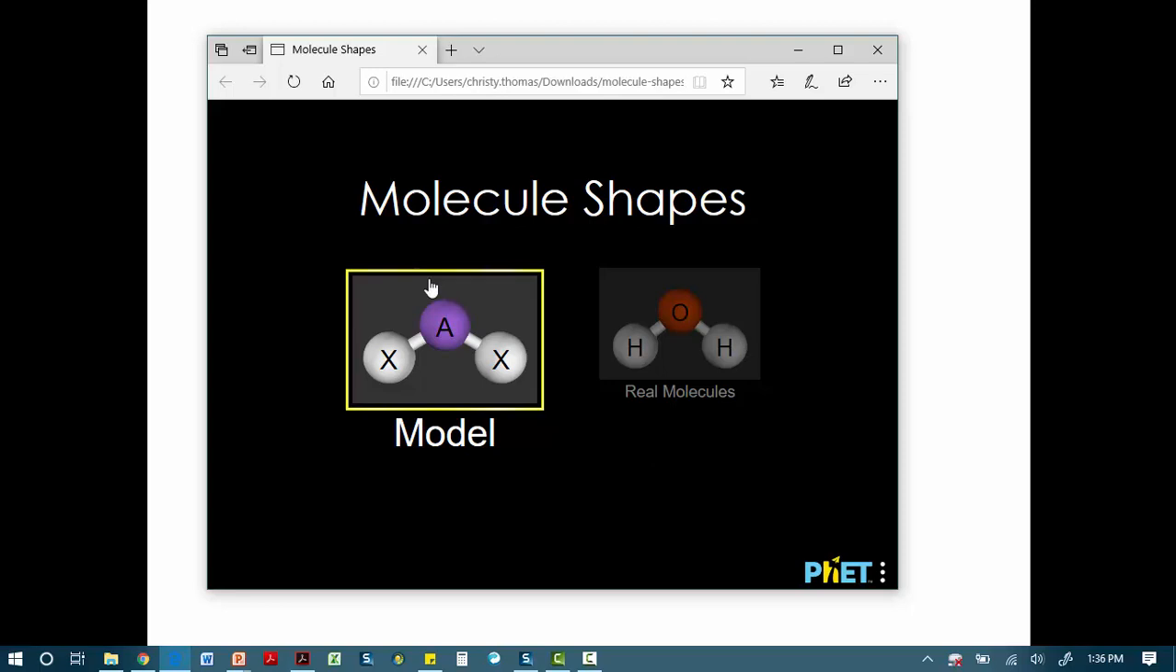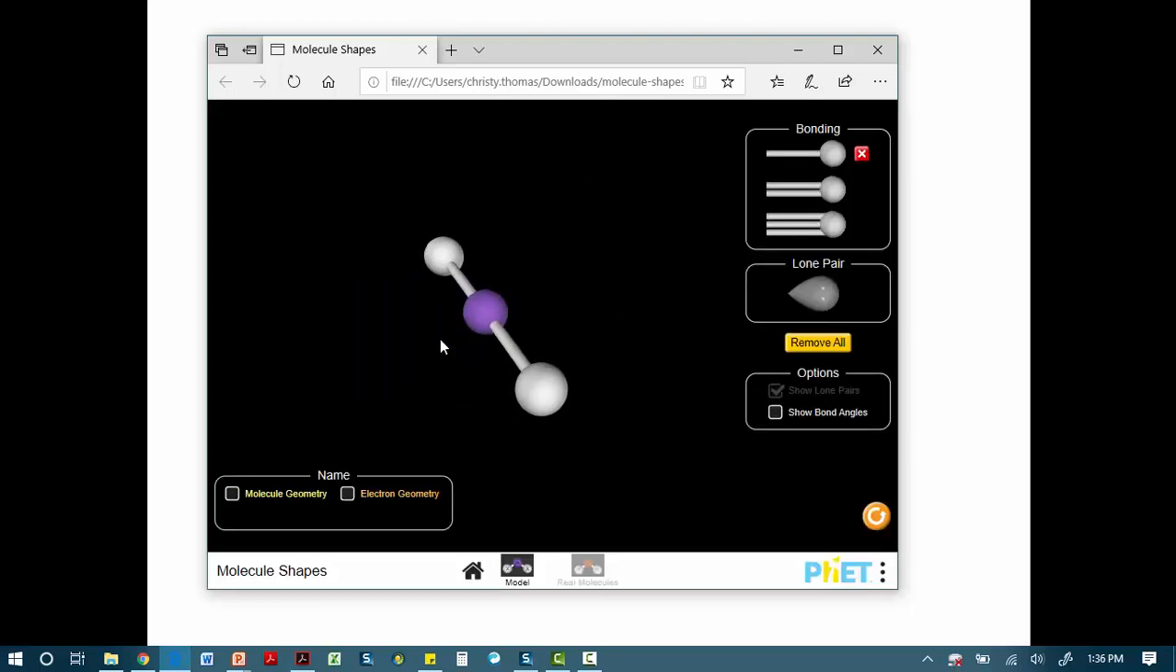But what I want you to do is to focus on the models. So when you click on this, it's going to bring up electronic structure. And I'm going to take off all the atoms that are on it. So it's got a central atom. You want to click that you want it to tell you the molecular geometry. Do not ask for the electronic geometry. That will really just confuse you at this point. So you want to know the molecular structure and the bond angles.